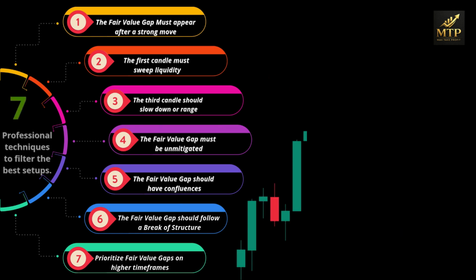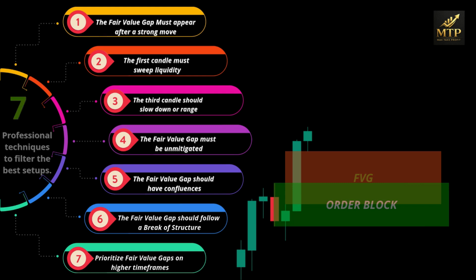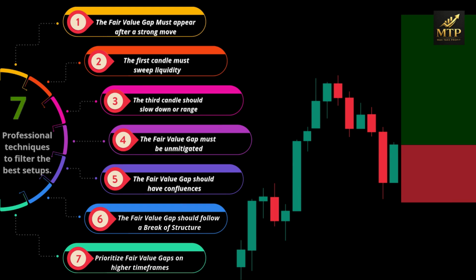Valid fair value gap complete trade example. Here's how to combine these rules. A fair value gap appears after a liquidity sweep followed by a break of structure. The gap is unmitigated, it sits inside a support zone, and it's visible on a higher time frame. In this case, we wait for price to return into the zone. We watch the candle reaction, then enter with a stop below structure and a take profit toward the next liquidity level. This is exactly how smart money traders exploit fair value gaps.